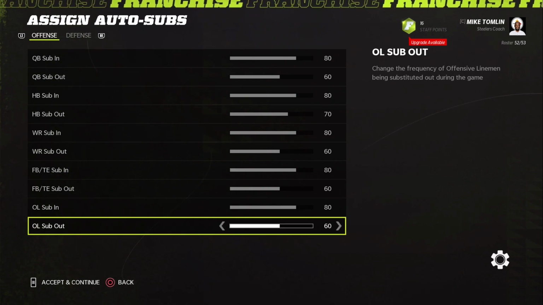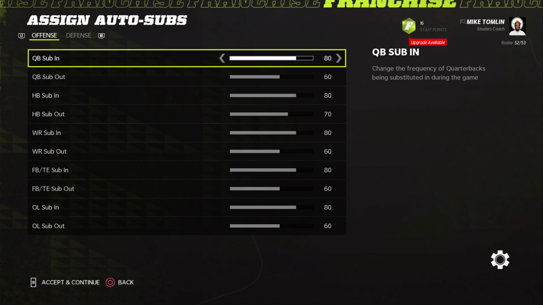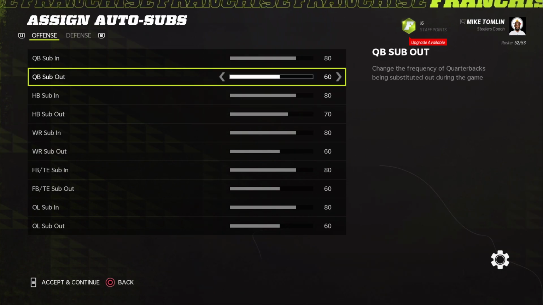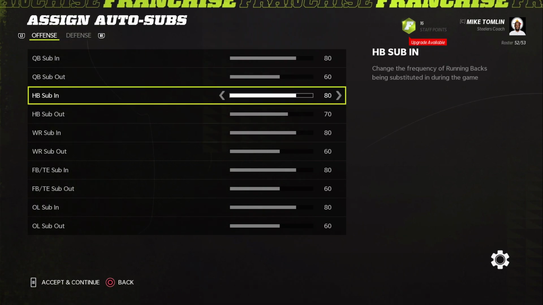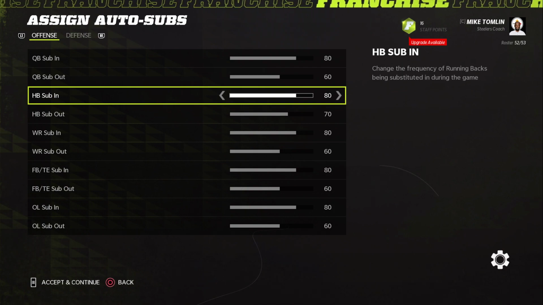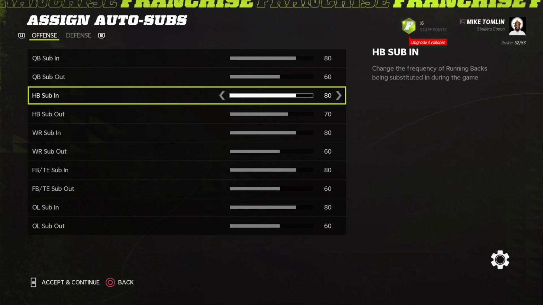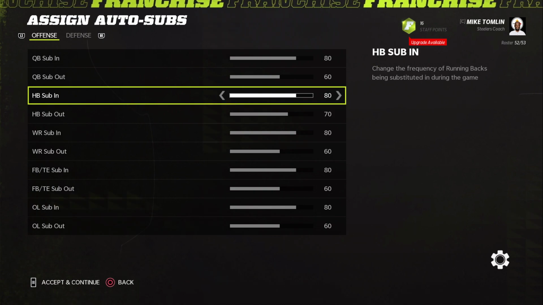And so from that perspective, on my offense, most of my auto subs are set to the base of 80-60, which is where the game sets them for you this year. However, where I have had success in getting my running backs to sub in and out is with the fatigue slider set up to 80. Now, like I said, that's for me, and that's with my slider set.